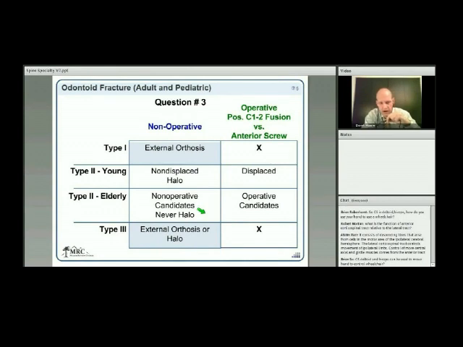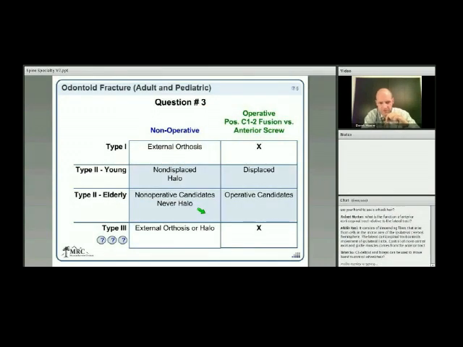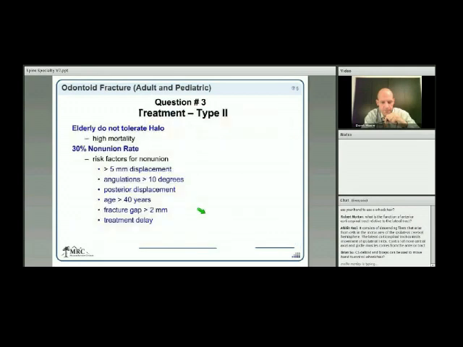Treating type 1 and type 3 are very simple. You want to treat them in an external orthosis or a halo. Just remember, if the patient's elderly, you never put him in a halo. Treating type 2 odontoid fractures is a little more complicated. Again, you want to break it down into type 2 young and type 2 elderly.